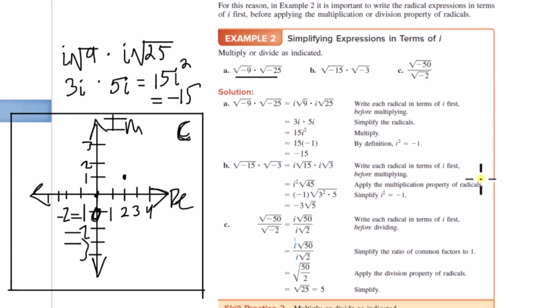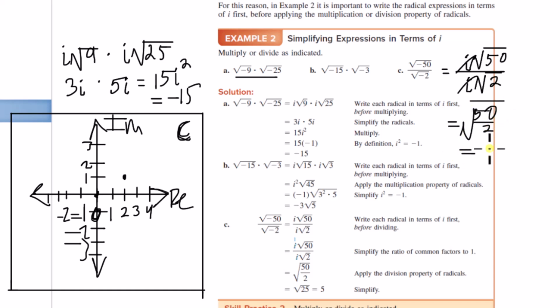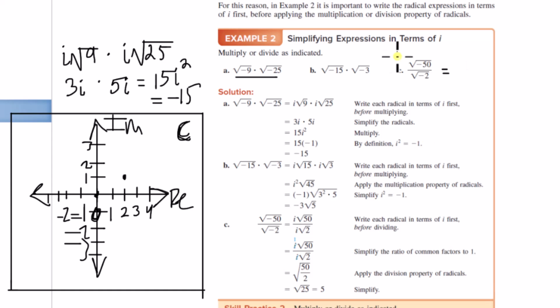Okay. Now, what about this? Well, it's the quotient property. Still, we have to take out the i first. But now let's go ahead and apply it, so i divided by i is 1. Let's go ahead and do this now. That's it. So that's what this is saying, that the principal square root of minus 50 divided by the principal square root of minus 2 is equal to 5.